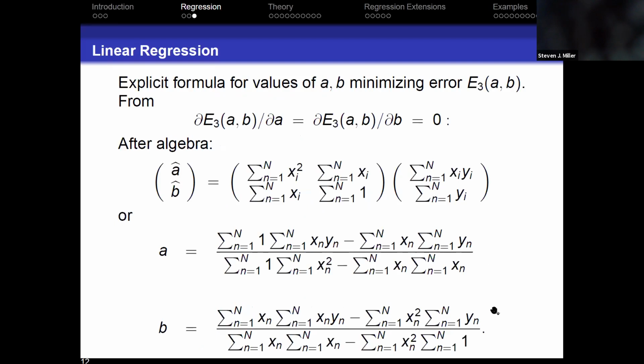There are going to be a bunch of sums of the number 1, so it'll sum over the number of data points. We have big N data points. And then Xn and Yn: Xn will be the observed input, Yn will be the observed output. So it's a beautiful formula. It's explicit, it's clear. It turns out this can be generalized.